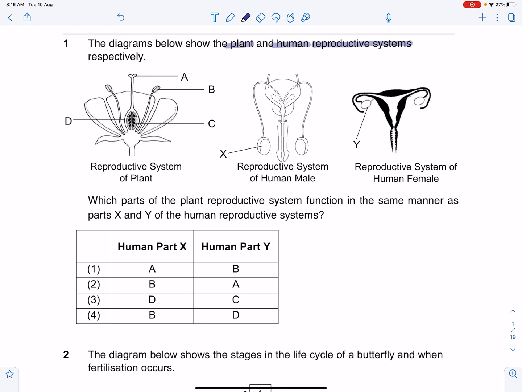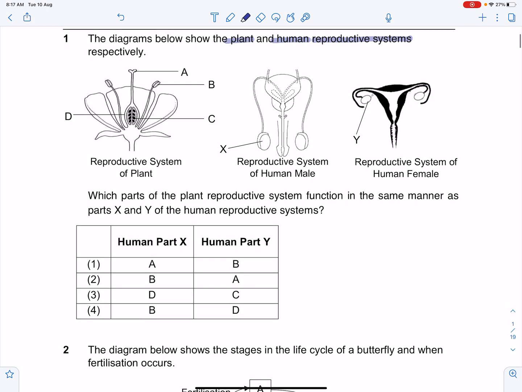So for the reproductive system, it is important that we're able to identify the various parts of the reproductive system of the plant and humans, and at the same time know their functions. So the question asks, which parts of the plant reproductive system function in the same manner as parts X and Y of the human reproductive system?